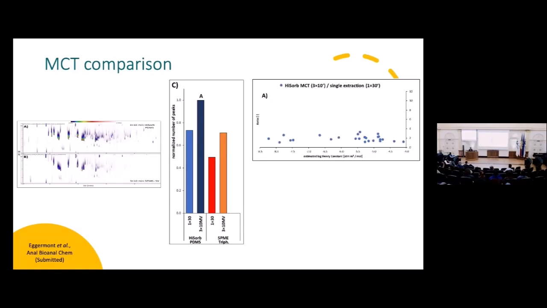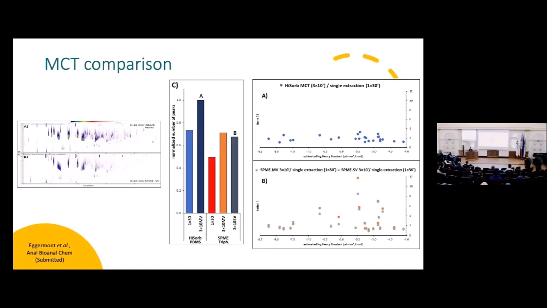And so for PDMS, we observed that there is no discrimination, which is completely normal because you are adding exactly the same extraction on the trap. But we tried with the triphasic phases, and the result was completely different.